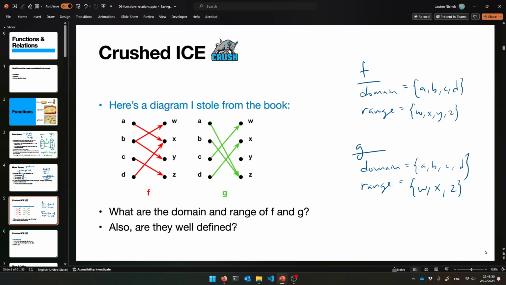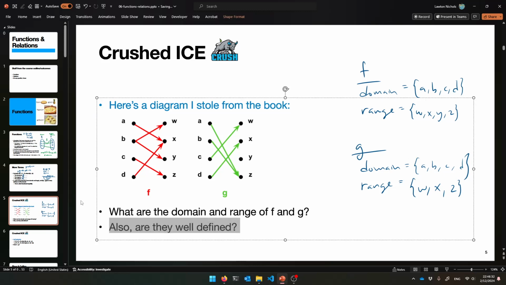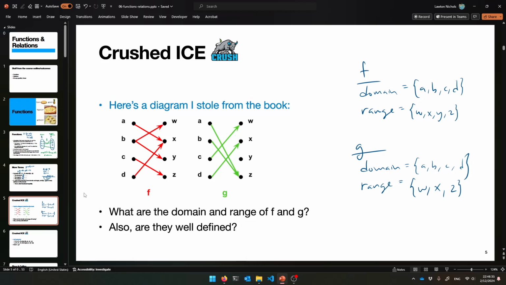Now, are these well-defined functions? Any well-defined function better map the domain elements to exactly one output element. So let's see. Is F mapping each input to exactly one output? This one is, this one is, this one is, but this one, B, is being mapped to two different things under the function F. And so that means it's not well-defined. Right here is the reason. You can't have both of those. So it's not well-defined.